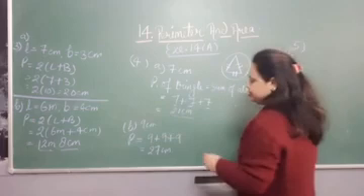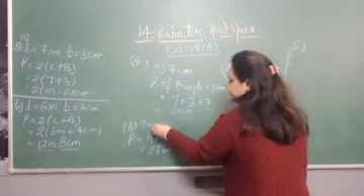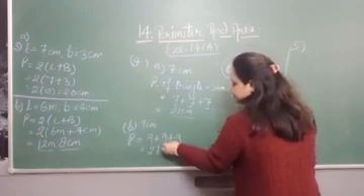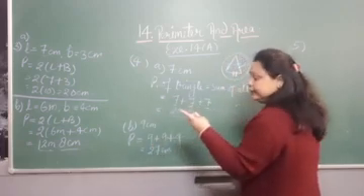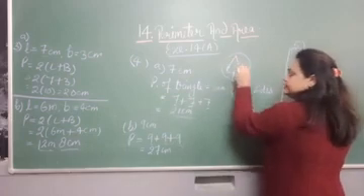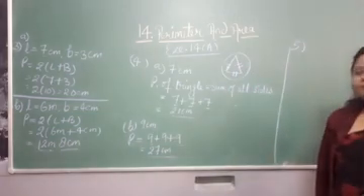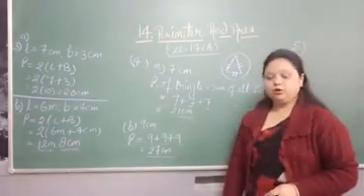Now question number B. Again, perimeter of triangle, one side is given, so 9 plus 9 plus 9. 3 times, why are we doing this? Because triangle has 3 sides. So 27 centimeters. Clear to all of you?